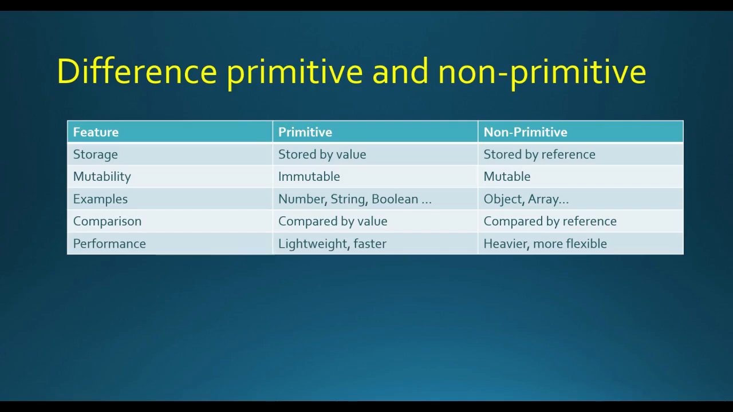Primitive data types are compared by value. Non-primitive data types are compared by reference, meaning two objects with identical data are still considered different unless they are referred to the same memory location. Primitive data types are lightweight and faster. Non-primitive data types are heavier but more flexible and powerful.